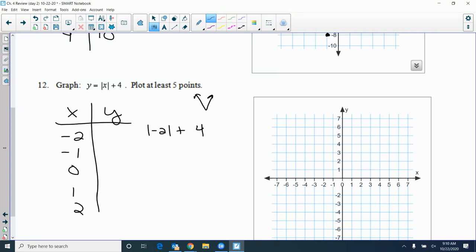But then you have to add 4. After you take the absolute value, that's 2. 2 plus 4 is 6. Okay, that should be 6. What about when you plug in -1? Okay, -1 ends up giving me 5. And 0 gives me 4. 1 gives me 5. And 2 gives me 6. All right, plot those points, draw the graph, and then make sure you put arrowheads on it as well.